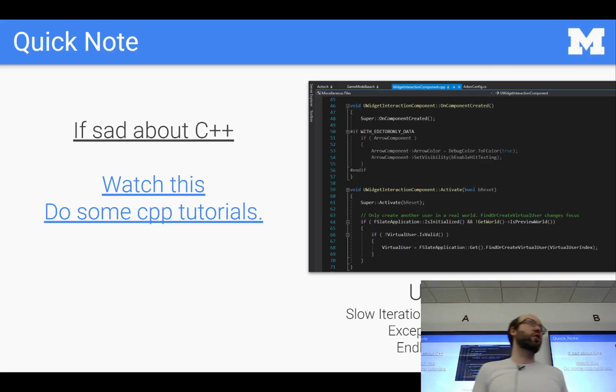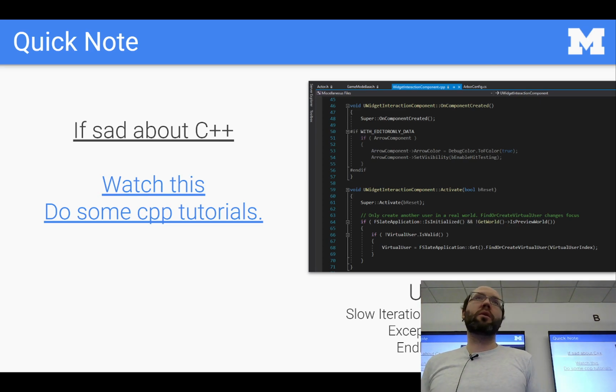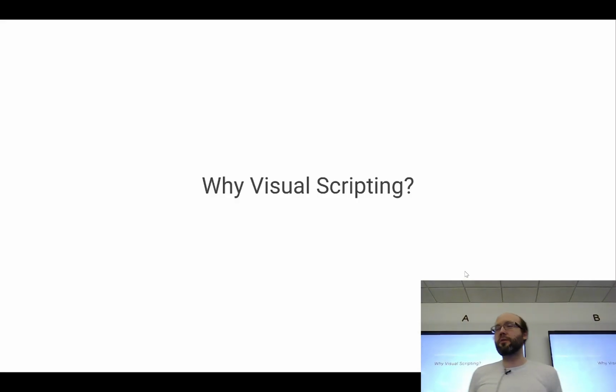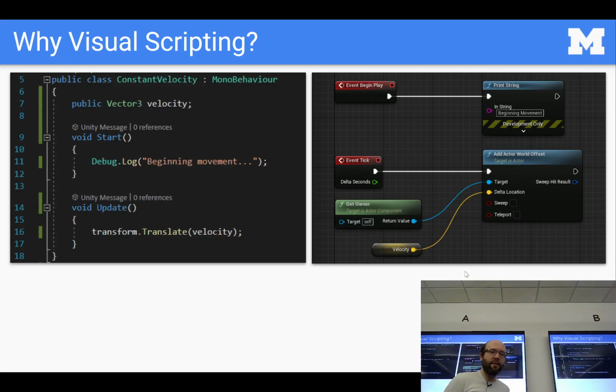Sometimes even the engineers will create a new feature or technology in blueprints, and then once it's working, they will translate it to the C++ side of things to get like a 10x performance improvement. Okay? In this class, performance is usually not a big bottleneck for us, so the slower blueprints are just fine for us. So why visual scripting?